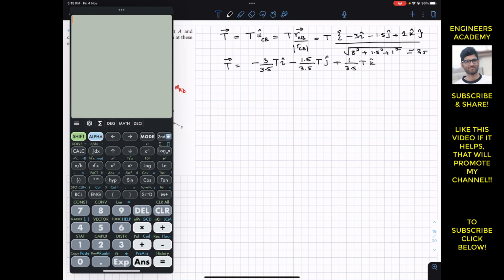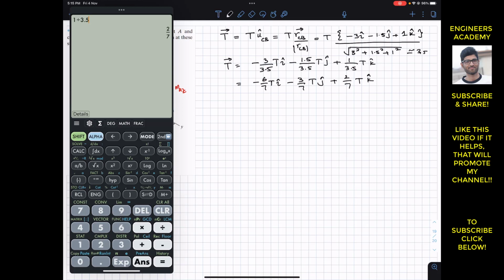Now we can simplify this. 3 divided by 3.5 gives us 6 divided by 7, if we convert from decimal to standard fraction. So this is minus 6 divided by 7 T i. Now 1.5 divided by 3.5 gives us 3 divided by 7, so this is minus 3 divided by 7 T j. And then 1 divided by 3.5 gives us 2 divided by 7, so this is plus 2 divided by 7 T k.